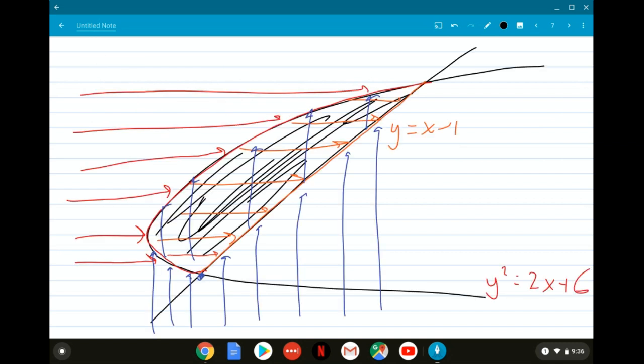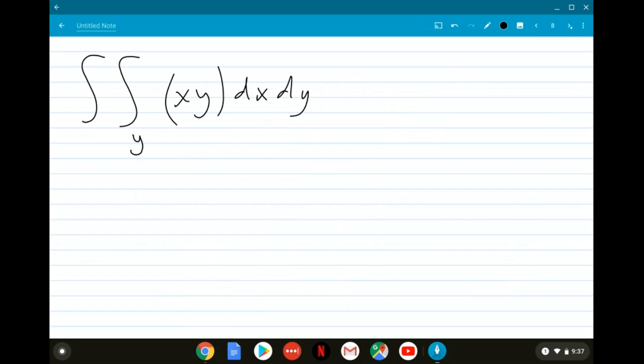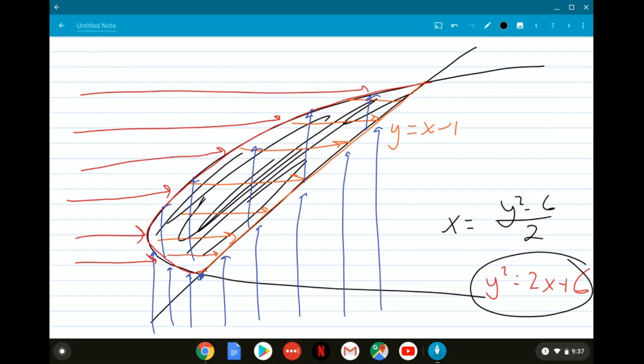So come back to this picture. If we integrate with x first, we enter the sideways parabola, y squared equals 2x plus 6. Because we're integrating with x first, we have to solve that for x. So we get x equals (y squared minus 6) over 2. Then we move through and always exit the y equals x minus 1 line, but again, we have to solve for x, so that's going to be x equals y plus 1.